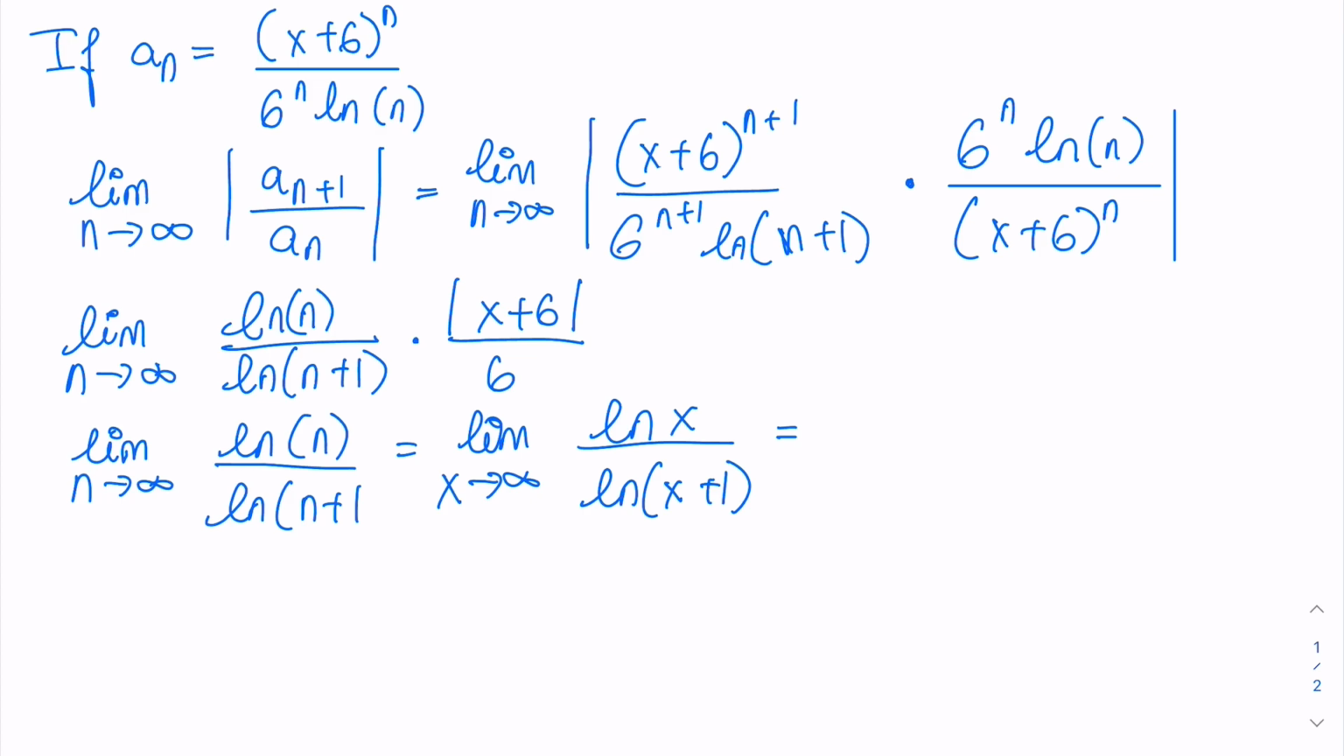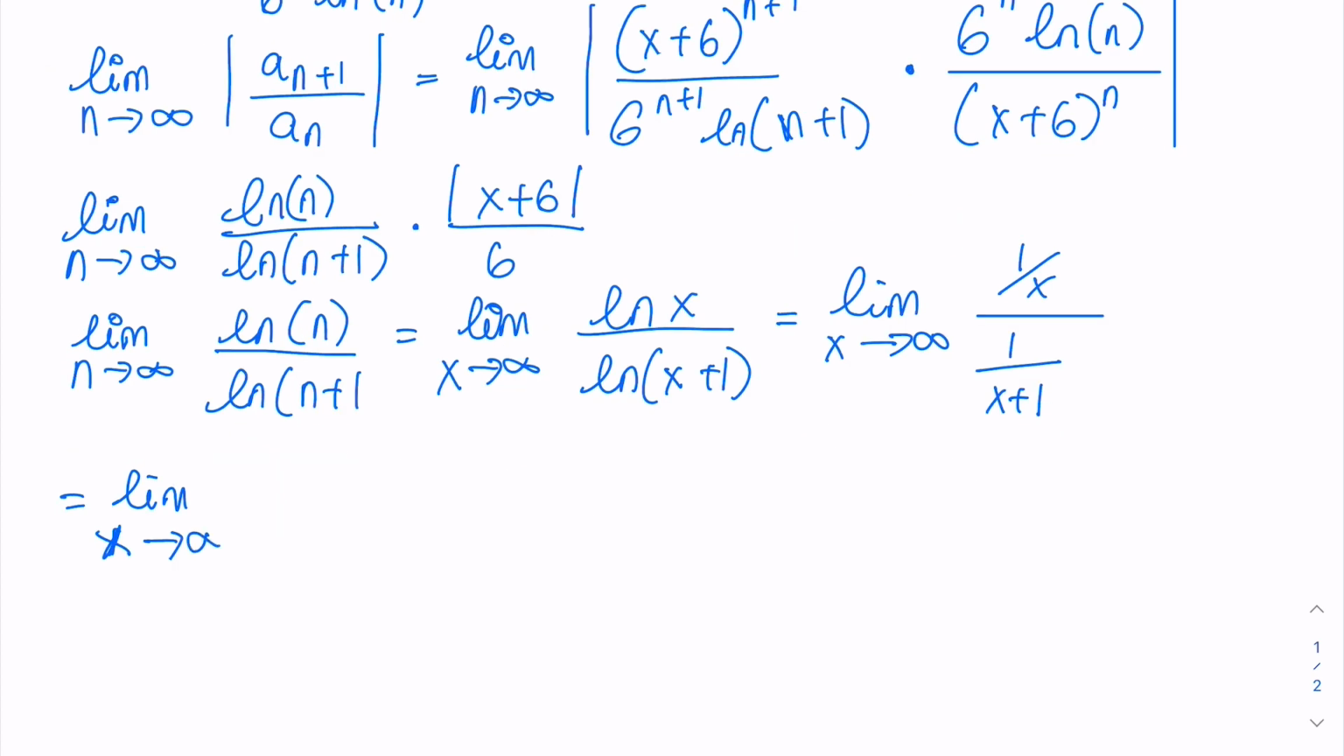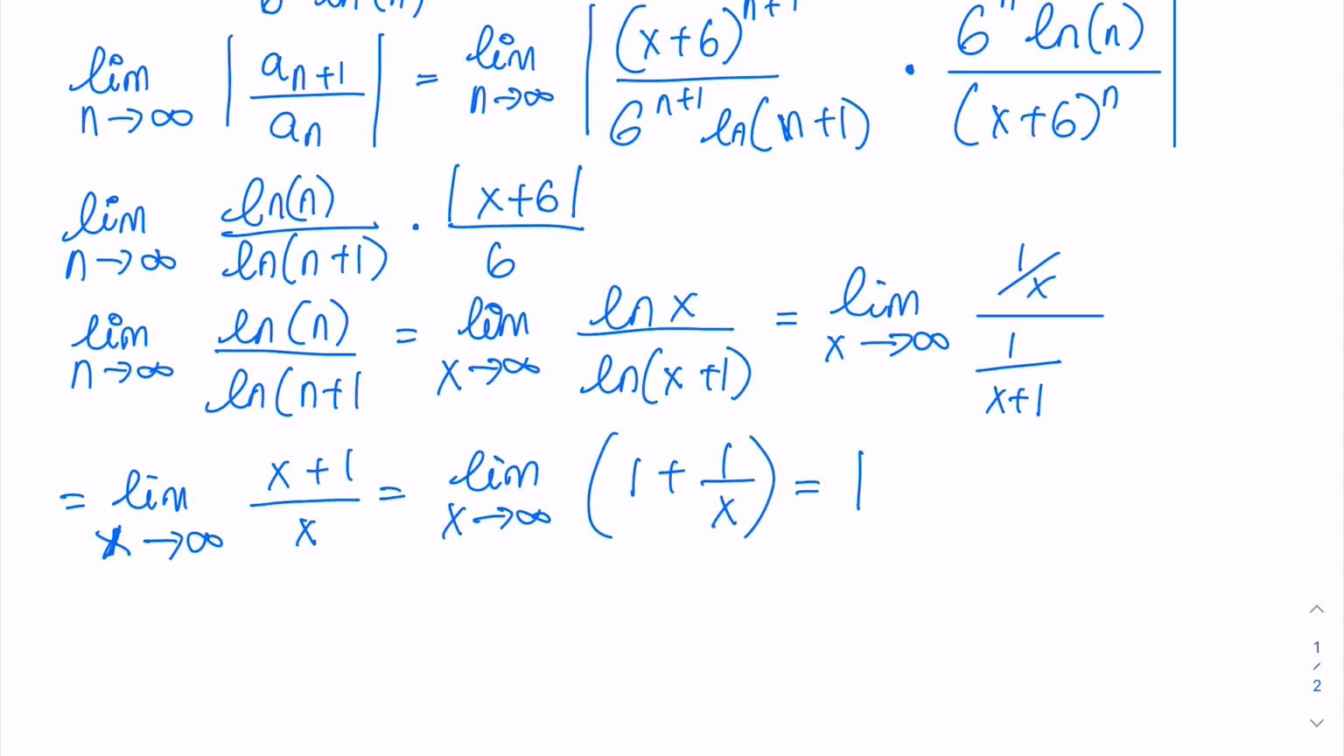I'm going to take the derivative because we are using L'Hopital's rule. The derivative of ln x is going to be 1 over x, and then the derivative of the bottom is going to be 1 over x plus 1. When you simplify that, we end up with x plus 1 over x. I simplify one more time: x divided by x is 1, and 1 divided by x we leave, and that's going to go to 0. So the limit is going to be 1.